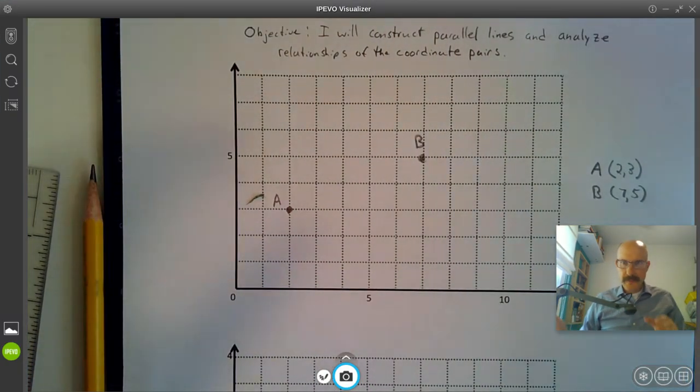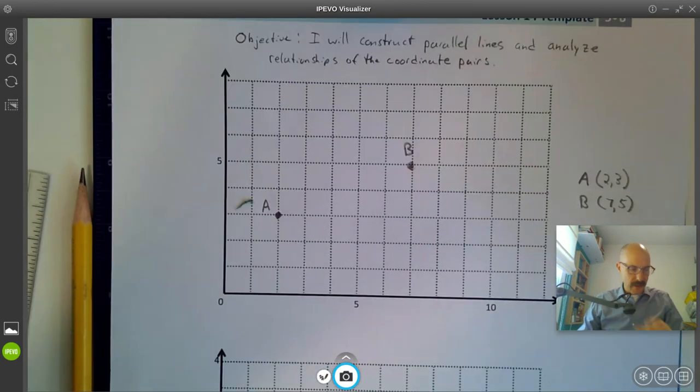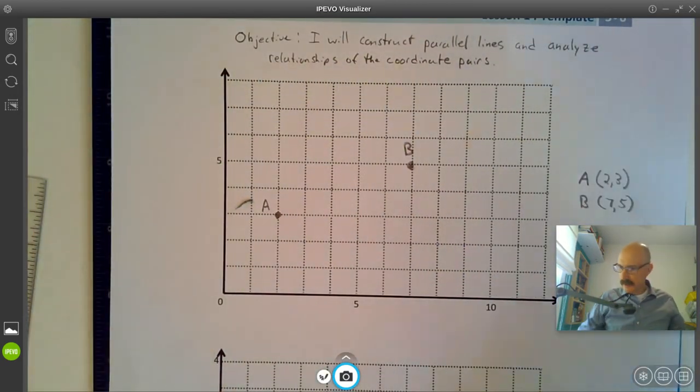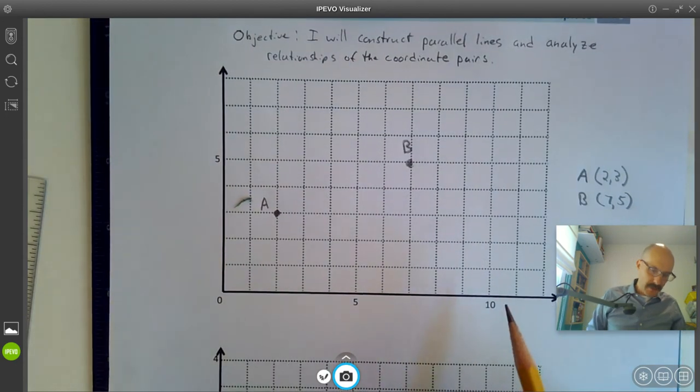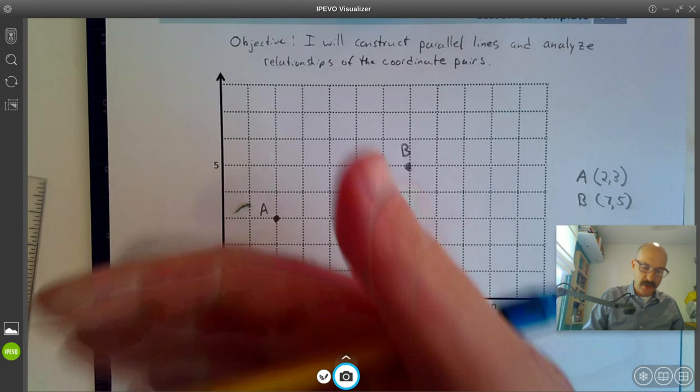Hello, hello. I want to show you some neat things for lesson 14. So, module 6, lesson 14. Let's have a look at the objective. We'll construct parallel lines and analyze relationships of the coordinate pairs.